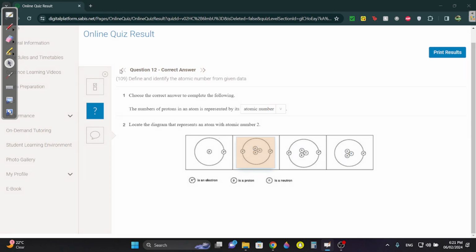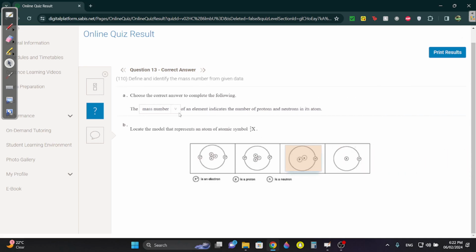Okay, question 13. The mass number indicates the number of protons and neutrons. Mass number is when you have protons and neutrons, both of them. Which one has an atomic symbol of 2 and 1? Okay, 1 means there's 1 proton. How do we find the neutrons? You do 2 minus 1, so 1 neutron. Okay, which one has 1 proton, 1 neutron? This one has 2 protons, 1 neutron, so no. This one has 2 neutrons, 1 proton, no. This one has 1 proton, 1 neutron, so I take it. This one has 0 neutrons, so wrong.